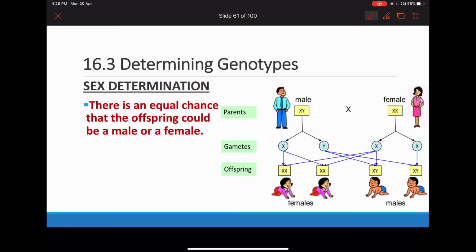Alright, so as you can see from the video itself, this shows that there's an equal chance that the offspring could be either a male or female. So whatever you have heard in the past about all these traditional myths, like if you eat durian, you can end up with a son, or if you see more male baby photos, then you end up having a son, it's all rubbish, okay? It doesn't make sense, not scientifically proven.